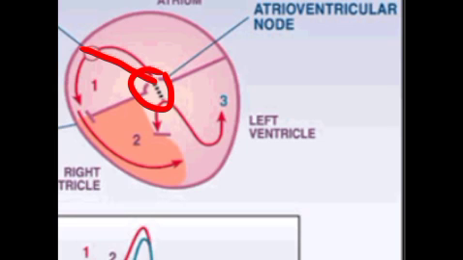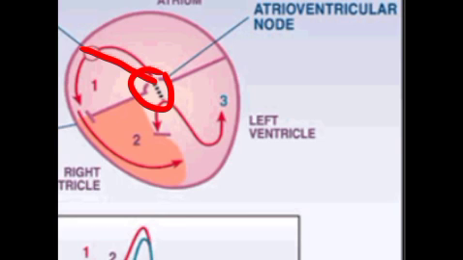In WPW syndrome, there will be an accessory pathway, which is a congenital one, called the bundle of Kent, that creates a faster pathway than the usual AV pathway. So this will create a shorter PR interval and form what's called the delta wave in the ECG.